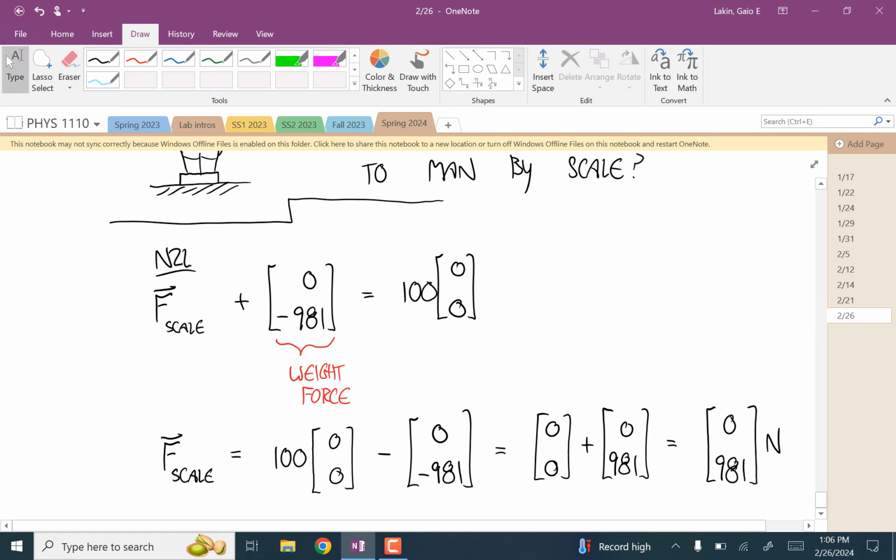So what the scale can measure is the force that it's applying to the person. It can't directly measure anything about the weight that gravity applies to the person. But as long as the person has no acceleration, and as long as the only two forces acting on the person are the scale and gravity, the scale will tell you how hard gravity is pulling. So that's the way a bathroom scale works.